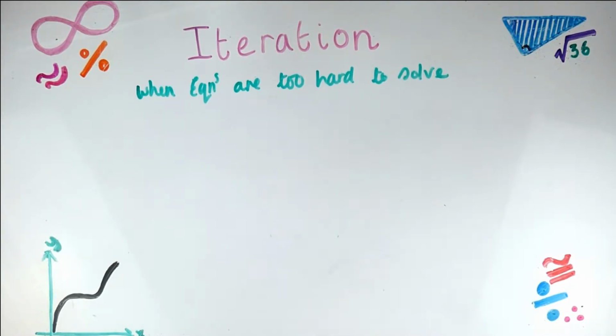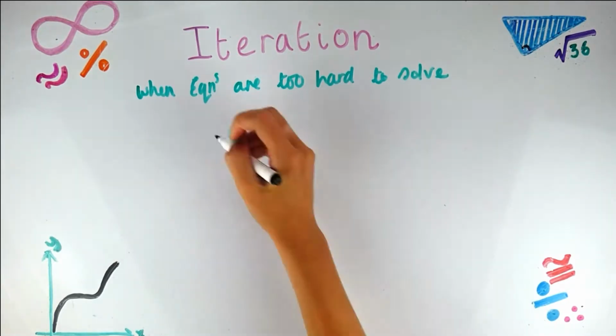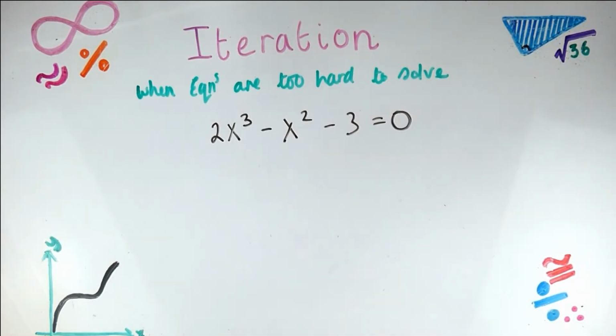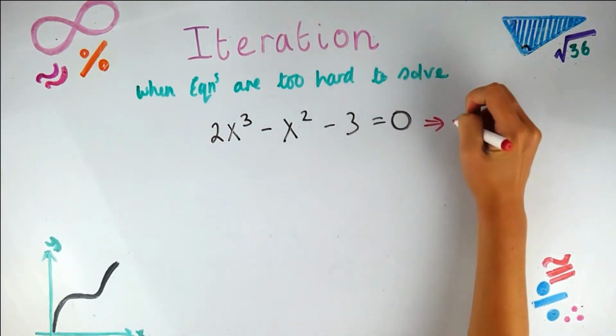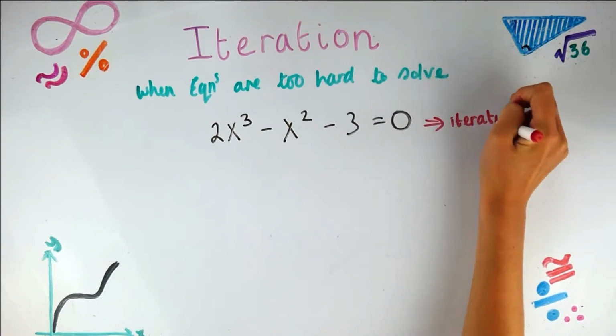So something might look like this. We don't actually know how to solve that. We don't know what the answer x is yet. And in that case, that is when you then turn to iteration. Please help us, even if you're irritated.